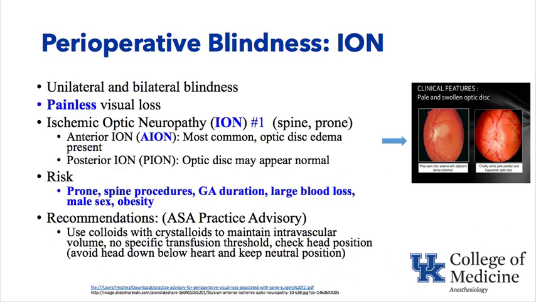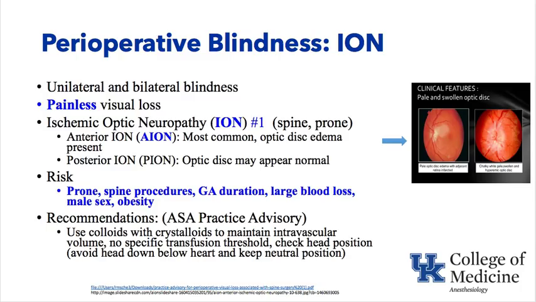Perioperative blindness, or ischemic optic neuropathy, is the next topic. ION can be unilateral or bilateral. It's painless, and it's classically associated with spine surgery. It can be an anterior variant or a posterior variant. In the anterior variant, the picture shown on the far right is of what it would look like in the back of the eye, with a pale optic disc and edema. And with posterior ischemic optic neuropathy, the problem is ischemia of the optic nerve behind the disc, so you don't even see anything if you looked in the back of the eye, and the optic disc would appear normal.